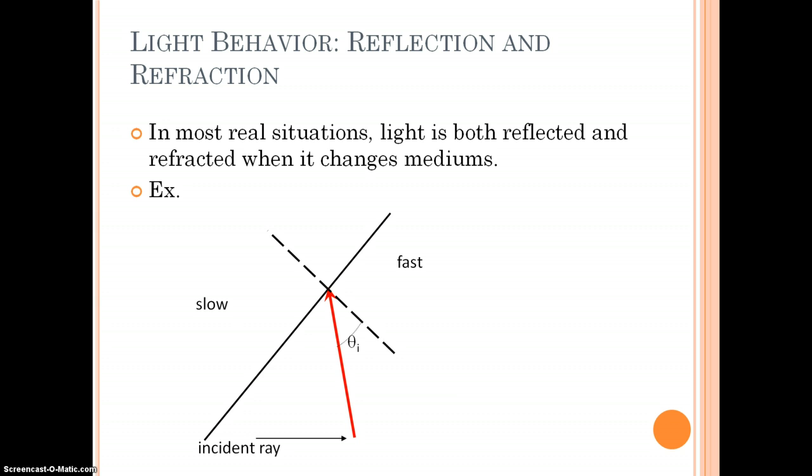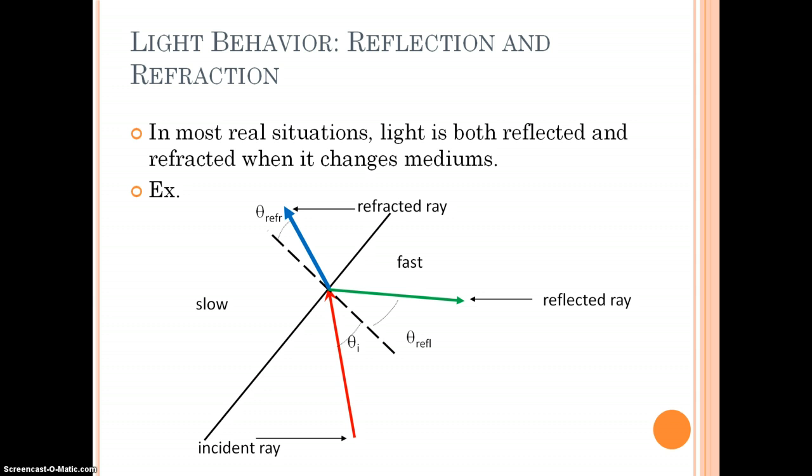So first thing I always do is draw my normal. So I went ahead and did my normal, and then my angle of incidence is always measured to the normal. So there's my reflected ray. That should be at the same angle. So the angle of incidence and the angle of reflection should be the same size. So there is my refracted ray. In this case, I'm going fast to slow, so it's going to bend towards the normal.